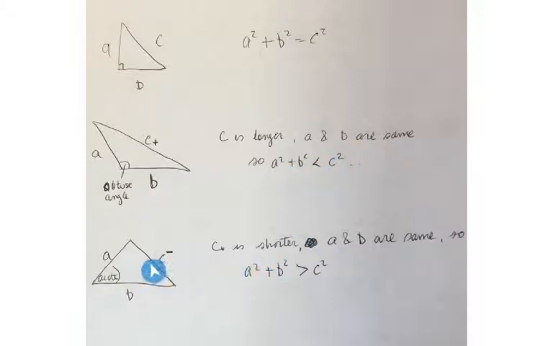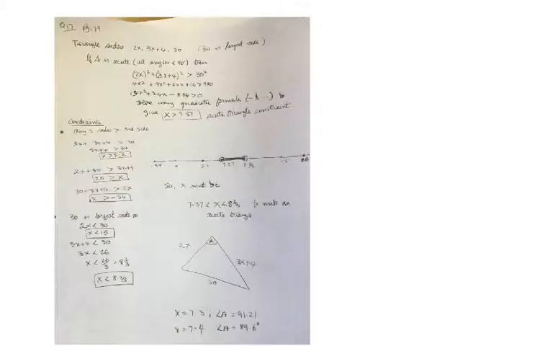Now let's make c a bit shorter. a and b are still the same, they haven't changed, but we just decrease c a little bit, and we make this an acute triangle. So c gets a bit shorter. Well, obviously then a squared plus b squared is going to be greater than c squared. Okay. Now let's look at the question itself.